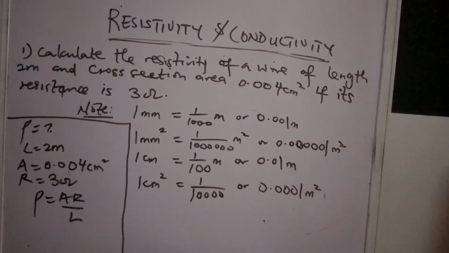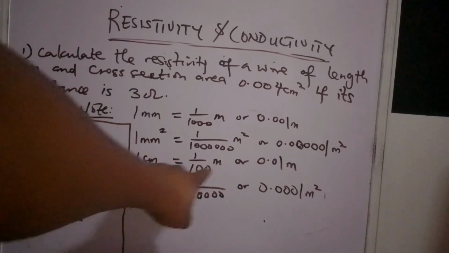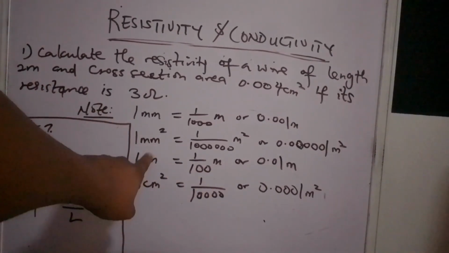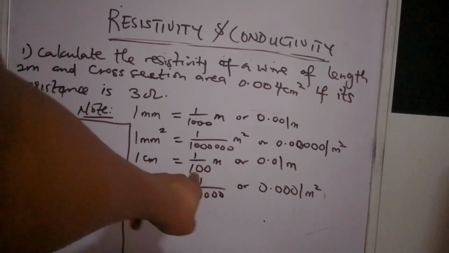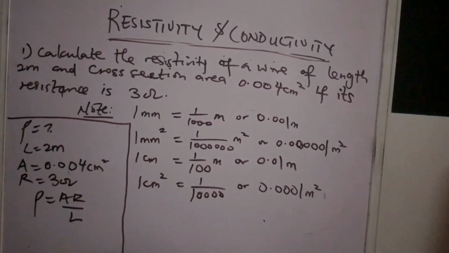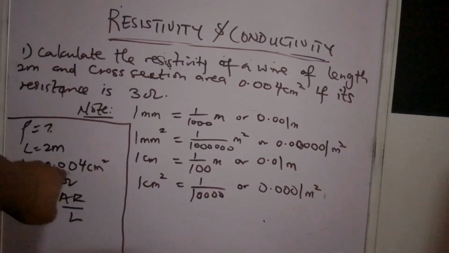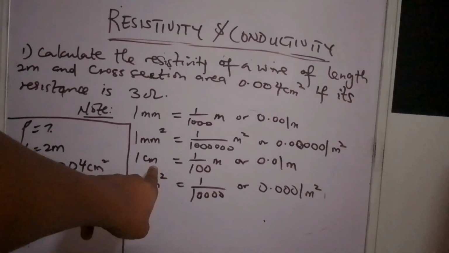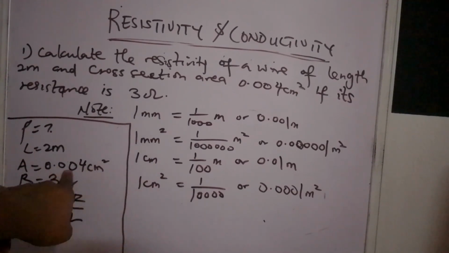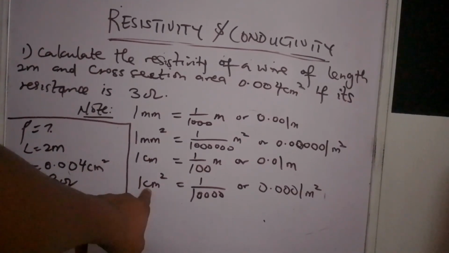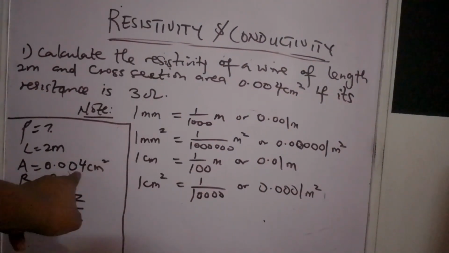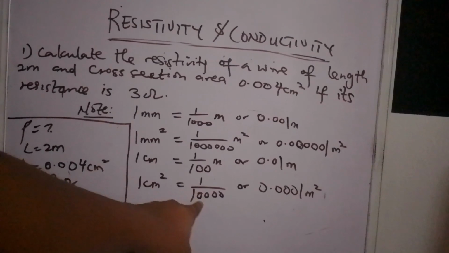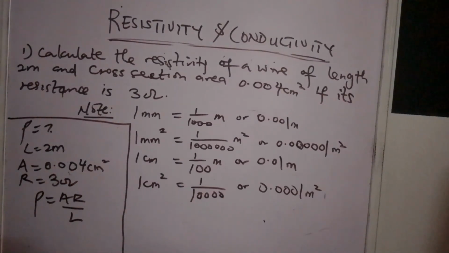So also for centimeter, if 1 centimeter is 1 over 100 meter, then 1 centimeter square is going to be 1 over 100 in two places. So 100, then another 00. So that's why we have 10,000. So that's how we get our unit conversion. So let's now convert 0.004 centimeter square. If I want to convert it to meter square, then we divide it by 10,000. So let's do that now.